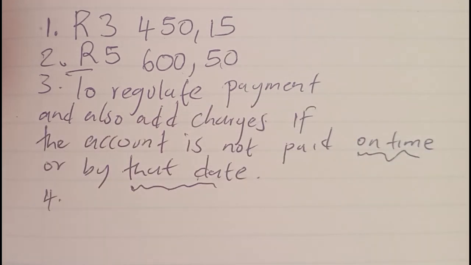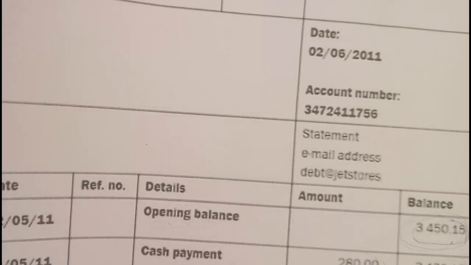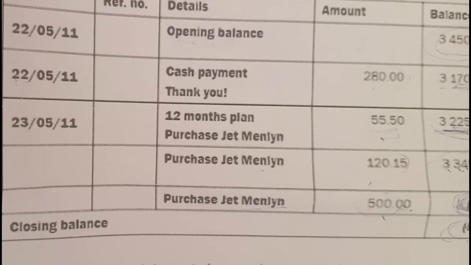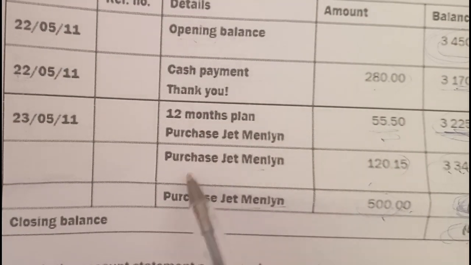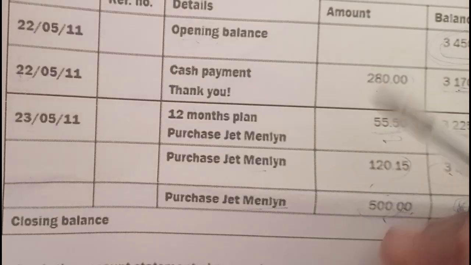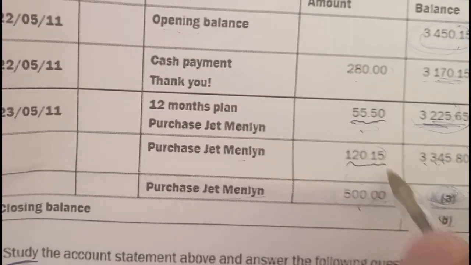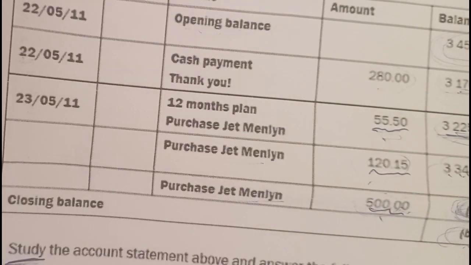Now let's do number 4. Number 4 says, calculate the value of the goods she purchased this month. Now we will have to check the account statement. It is here. So remember these details: purchase, purchase, purchase. So we'll check this amount. They want to know the value of the goods she purchased, which means we'll take this amount and this amount and this amount and add them together.